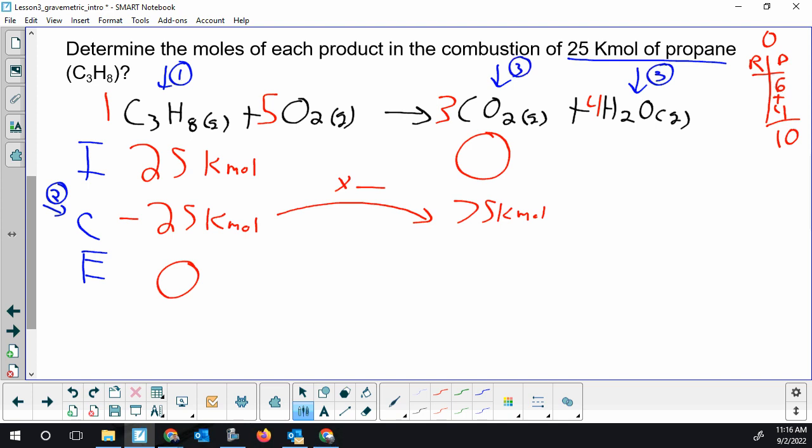If we do the required over the given, we're requiring CO2, which is a 3, and the given chemical is propane, which is a 1. So 25 times 3 divided by 1 is 75. It's a product, so it's going up. So there's 75,000 moles of CO2.